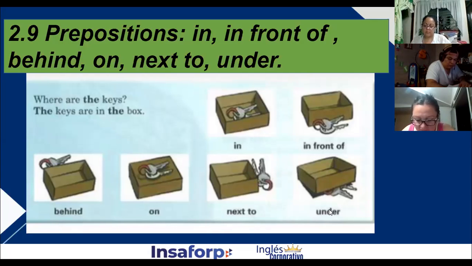And preposition number 6, abajo or debajo de, under. It's pronounced under. And there you see the little keys under the box. For example, my pet is under my desk. Mi mascota está bajo mi escritorio. My pet is under my desk.